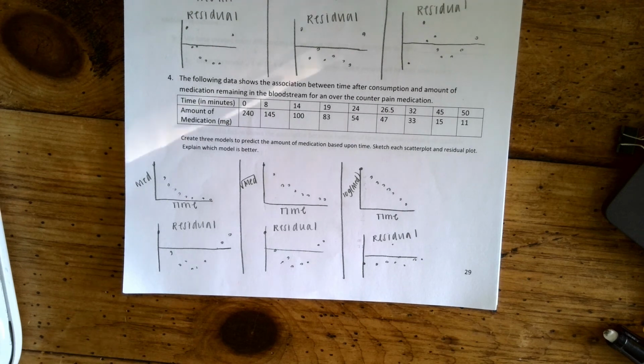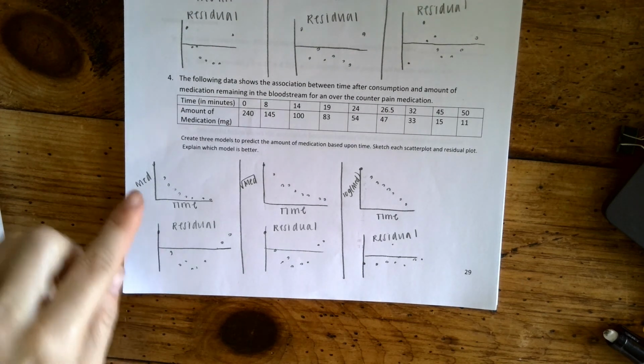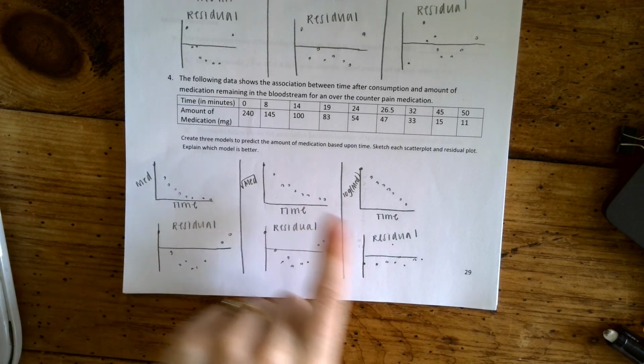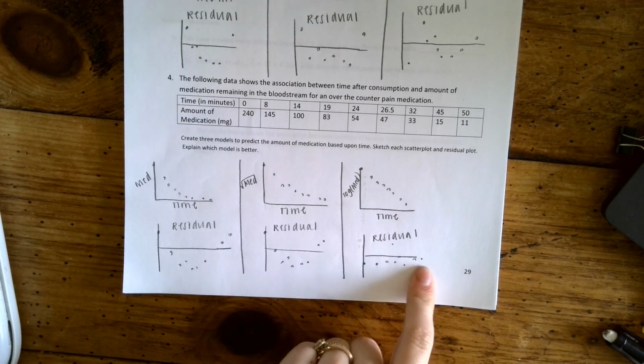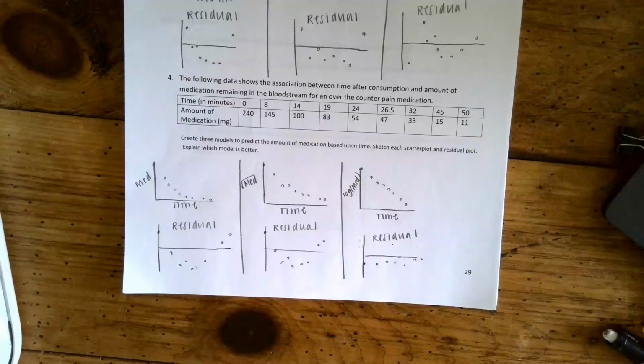Here are the 3 models that I came up with. I just did the raw data, the square root, and the log. I found that the log was the best model because that residual plot was the most random compared to the other 2. You definitely didn't need to have these 3. You could have had anything else that we talked about on the ladder. So you could have done the reciprocal, you could have done 1 over the square root, you could have squared your values, or you could have done any combination of the logs.